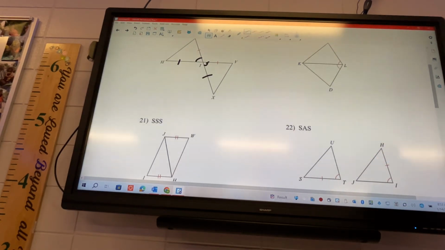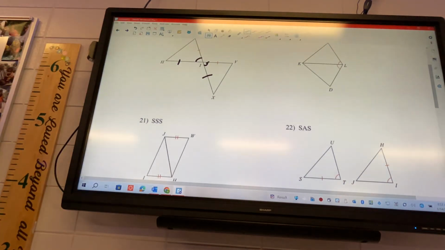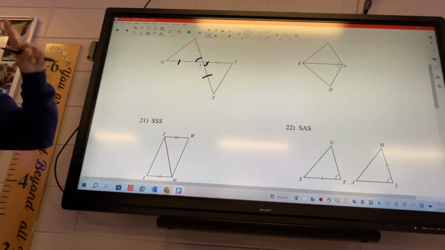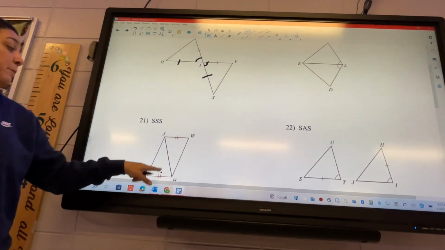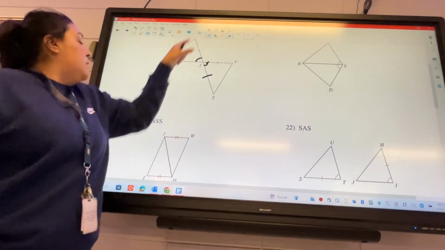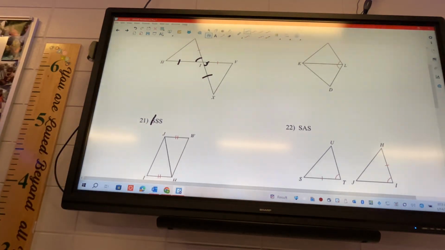Okay, 21. It says do side, side, side. Okay. So what has already been marked for us? The two sides. Well, it's really one side that is marked, because this and this side, see how they both have a 2? So that means that's one side. So we can cross off one S, and they are touching. So we can also make another one.